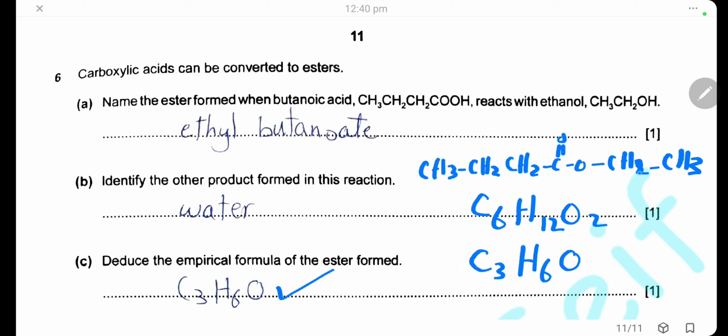We will first draw the structure of the displayed formula, or the structural formula, of the ester, and we will calculate how many carbon, how many hydrogen, how many oxygen. Then we will get the simplest whole number ratio to write the empirical formula.